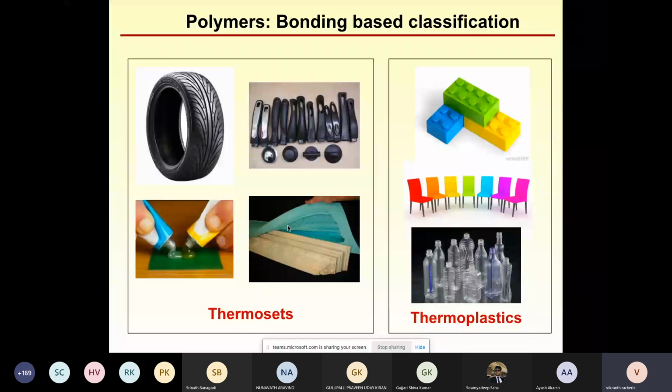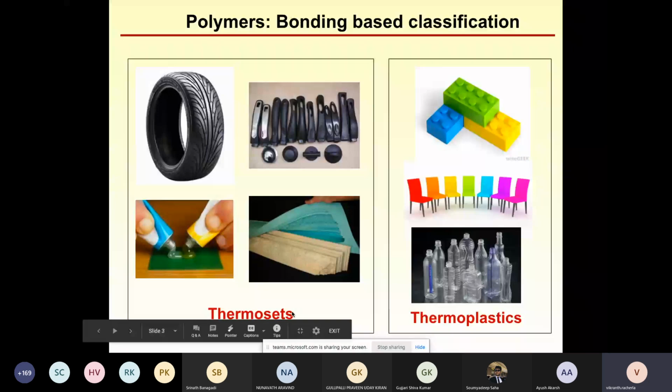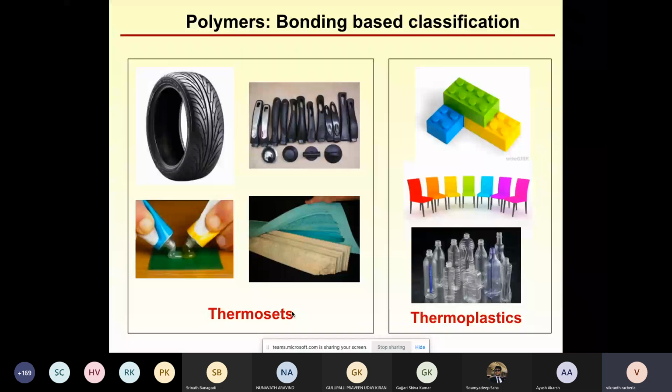One of the very important properties of thermosets is that they are thermally and chemically stable. Particularly, they have very good thermal stability. What does it mean, thermal stability? What it means is its properties will not degrade with increasing temperature.